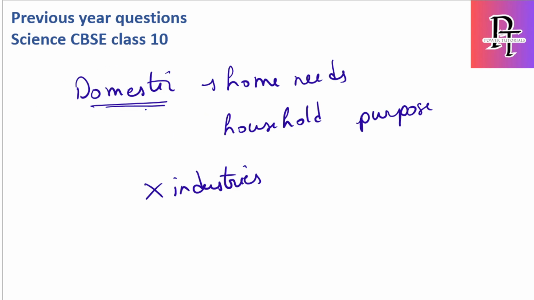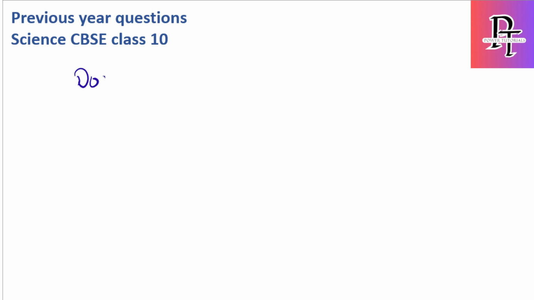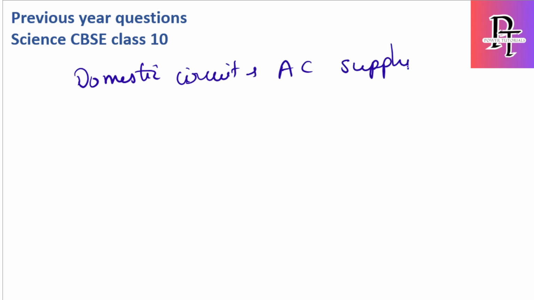Is it AC or DC? First of all, let's understand. So in a domestic circuit, we have AC supply. So what is AC? AC is not air conditioner here. AC is alternating current. Okay, so AC stands for alternating current. The name itself is saying that the current is alternating, that is, changing.